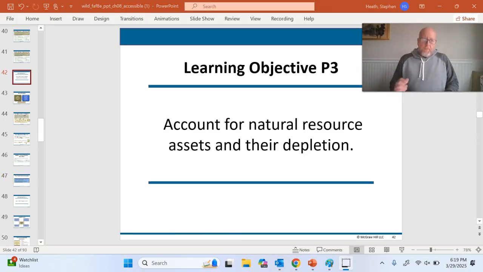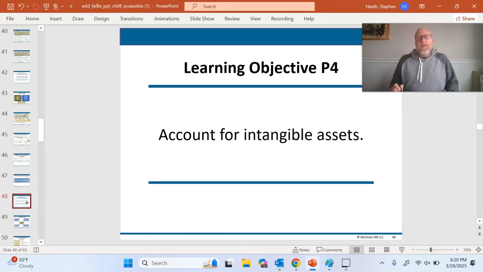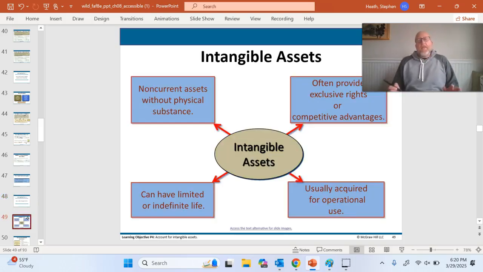Okay, moving on to intangible assets. Learning objective P4, intangible assets. So intangible assets are non-current assets without physical substance, meaning they're all things that we can't necessarily see or feel. It's things like music, works of art, and so forth. Actually, it's like we can't touch it, but it's like a copyright or a song or an idea that's been patented. Okay.